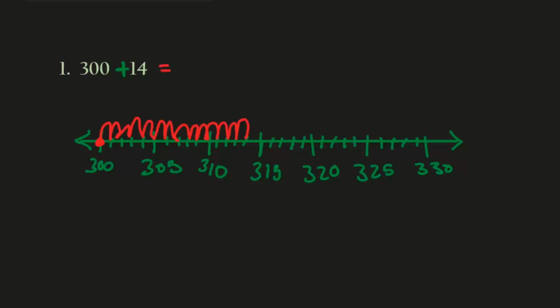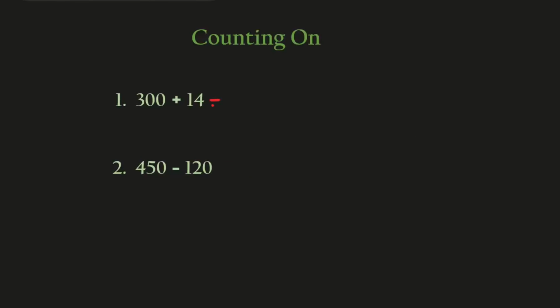So we got to here. Now, we need to figure out what this number is. Well, obviously, it's 1 less than 315. So that is 314. So our answer is 314. So let's go back here. Equals 314.